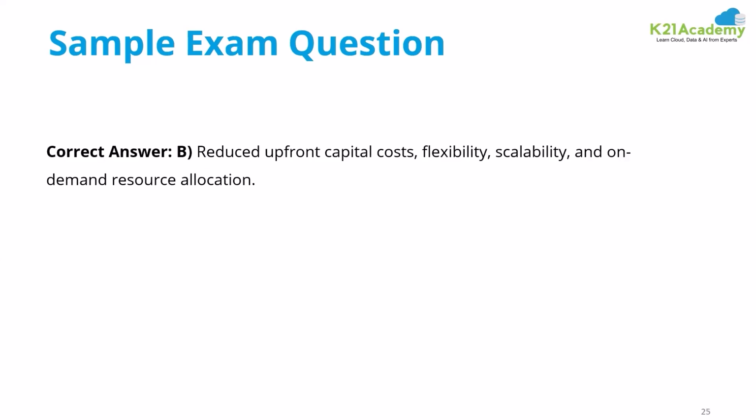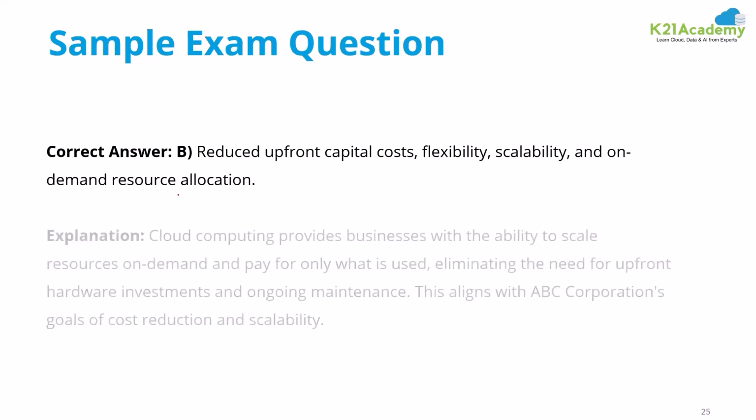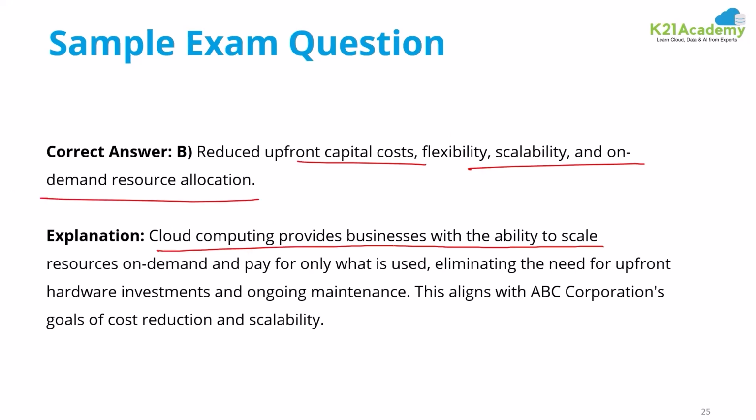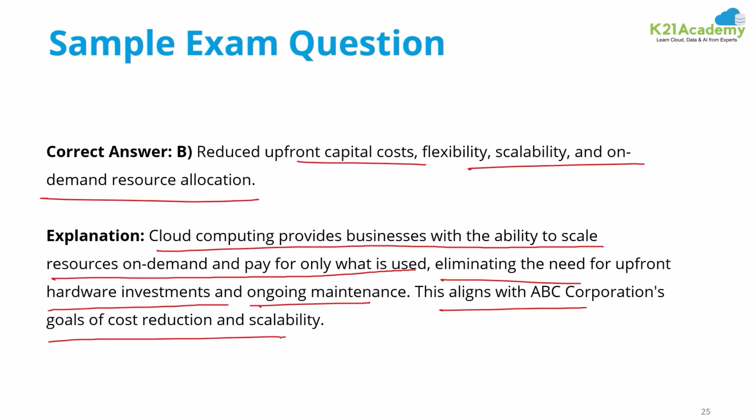What do you think? Okay, the correct answer is actually B. So we also have an explanation of why B. Cloud computing reduces upfront cost, capital cost, and provides flexibility, scalability, and on-demand resource allocation, because cloud computing gives businesses the ability to scale resources on demand and pay as you go for what is used, eliminating the need for upfront cost, hardware investment, and ongoing maintenance. This aligns with ABC Corporation's goal to reduce cost and scale.